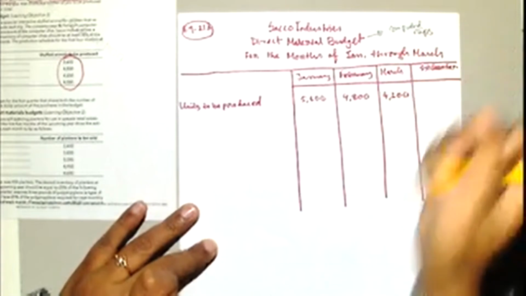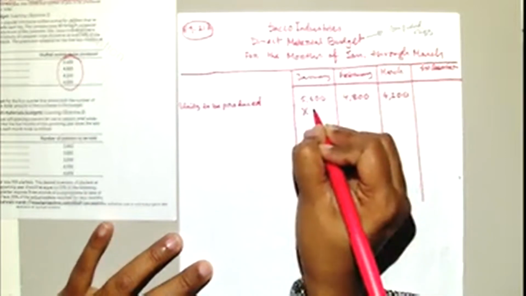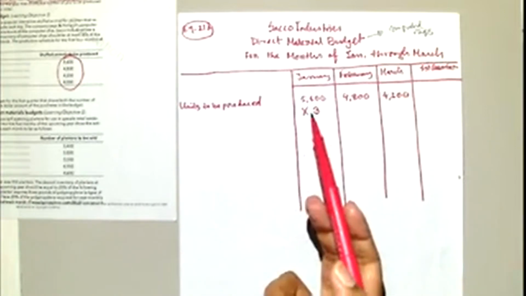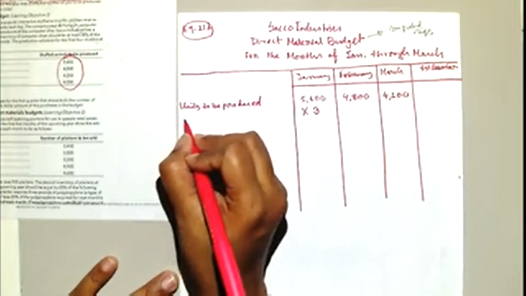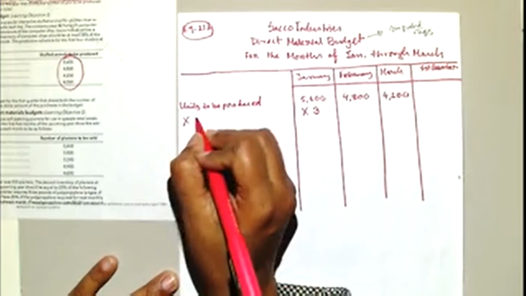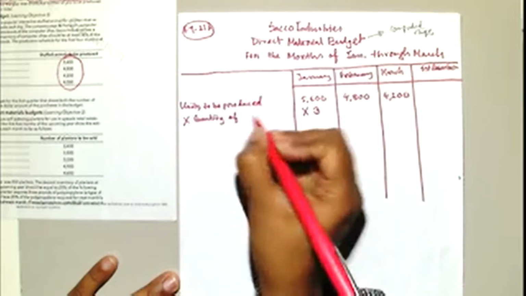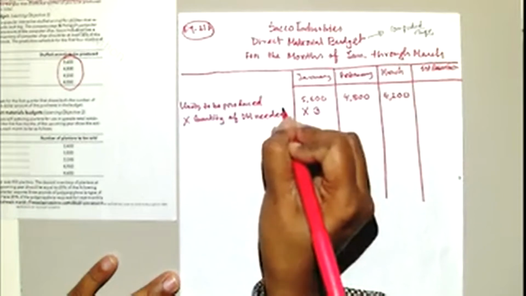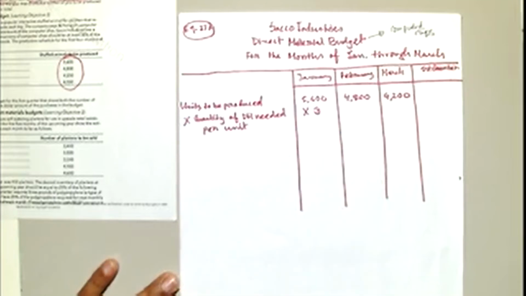And some of you just mentioned that for each toy, they need to use 3 chips, right? So if I ask you, how many computer chips they need to meet up their production, you have to multiply everything by 3. So we will call it multiplied quantity of direct material needed per unit or per toy, right? So please try to write something meaningful, right? So per toy, they need 3 computer chips.